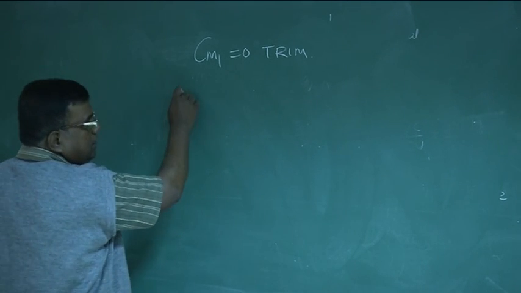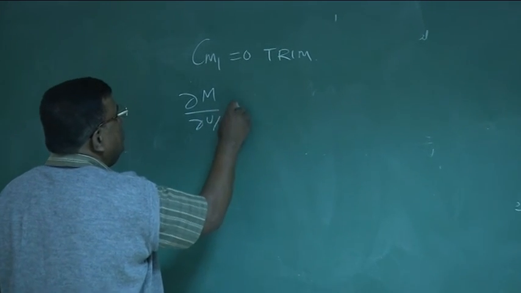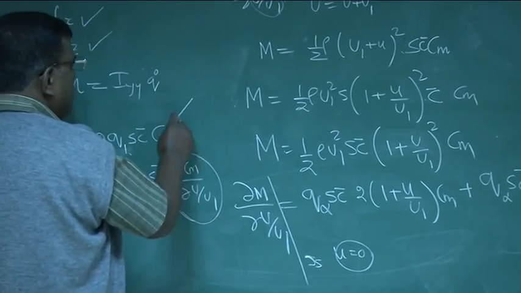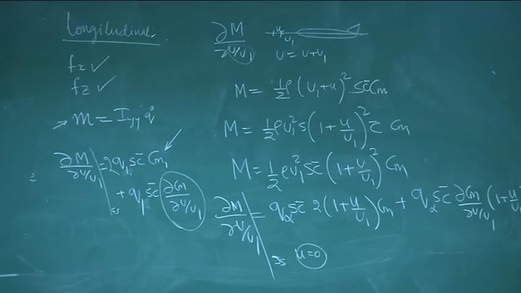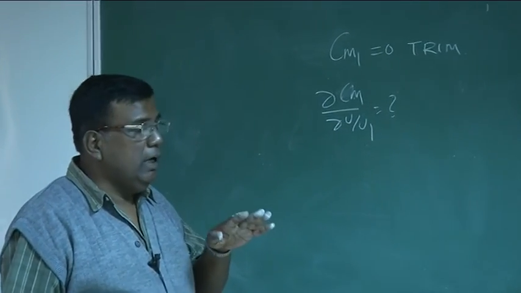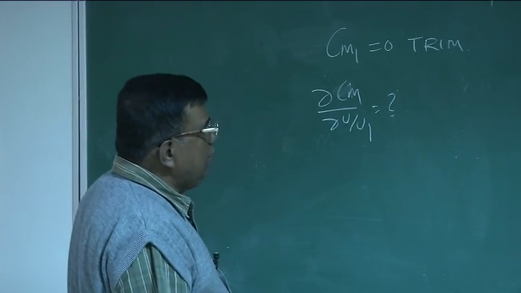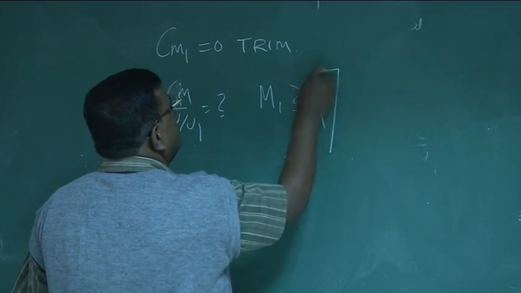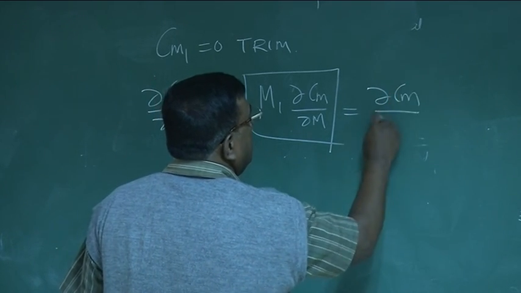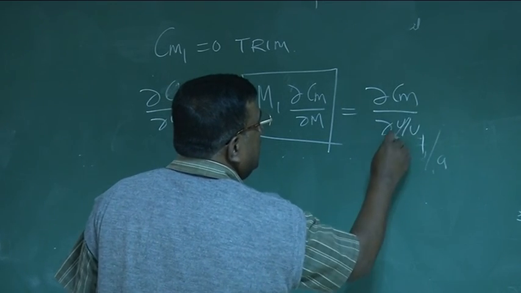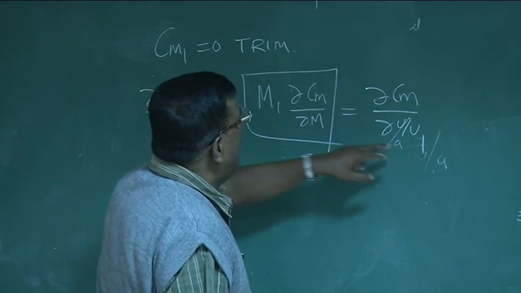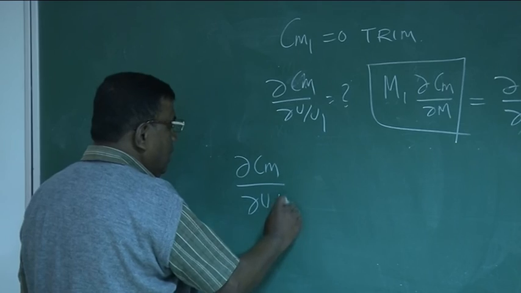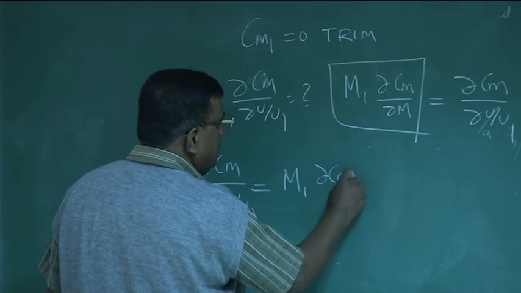Okay, this is important. This term, dCm by d(u by u1), because Cm1 is 0 for cruise, that is the phase about which we are giving small disturbance, right? I can write this as M1 into dCm by dM. You know how? You are all experts now, you have done it earlier also. I have divided here by a, where a is the speed of sound. So this becomes dCm by dM, and u1 by a is M1, which comes here. So now understand dCm by d(u by u1) is nothing but M1 dCm by dM.